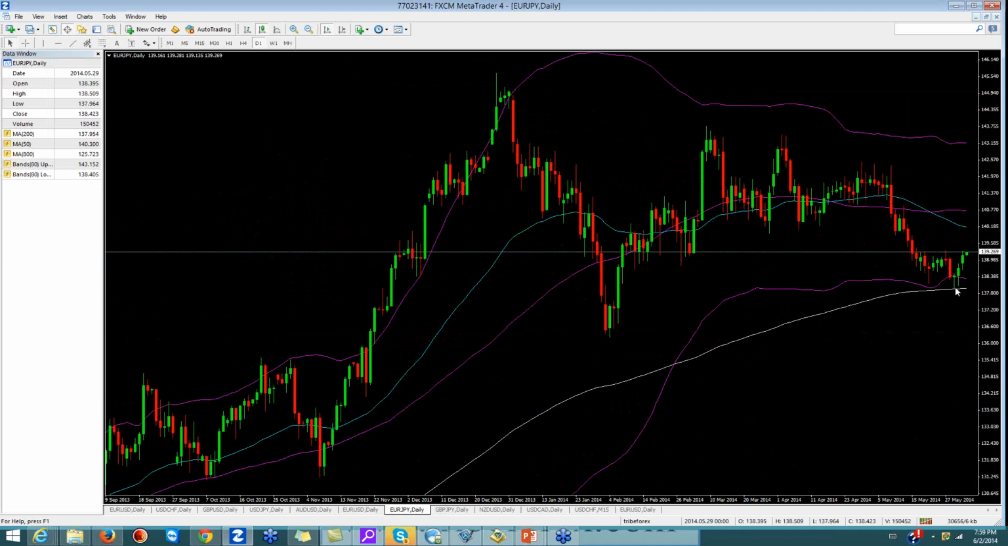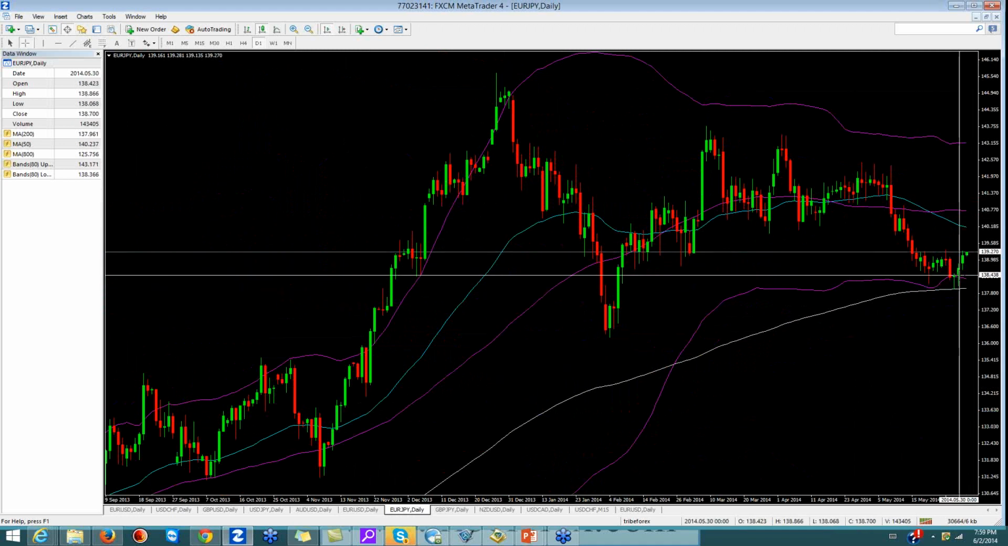Euro yen, you can see that it bounced right off of this Bollinger lower band and also this 200 EMA. I called a buy on this, and that's what we had. Beautiful buy formation. I didn't get in on this for some reason. Should have totally gotten in on it. It was a beautiful trade, beautiful risk to reward ratio here.